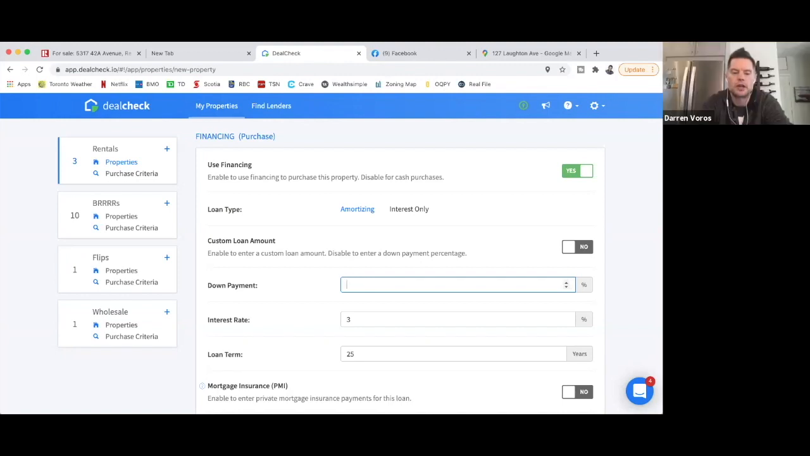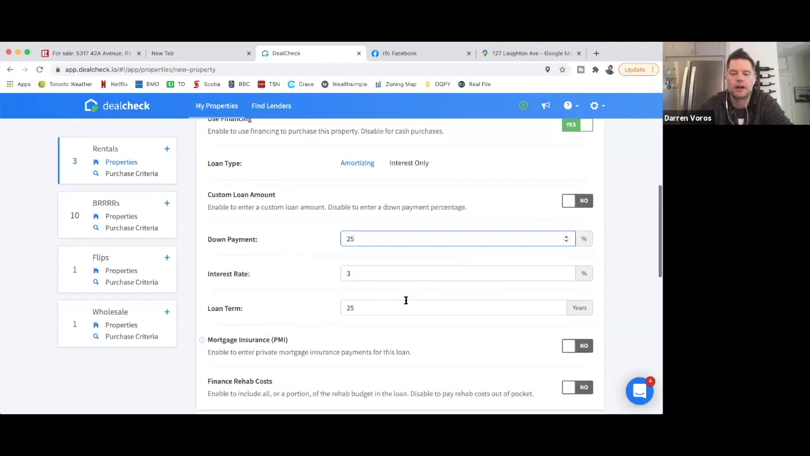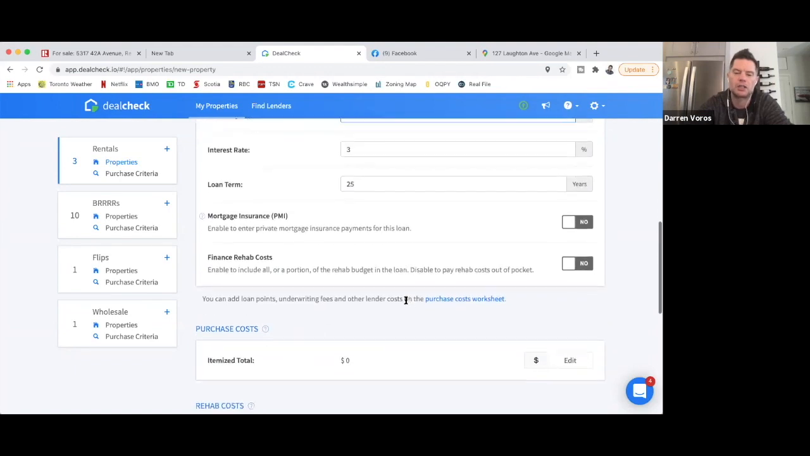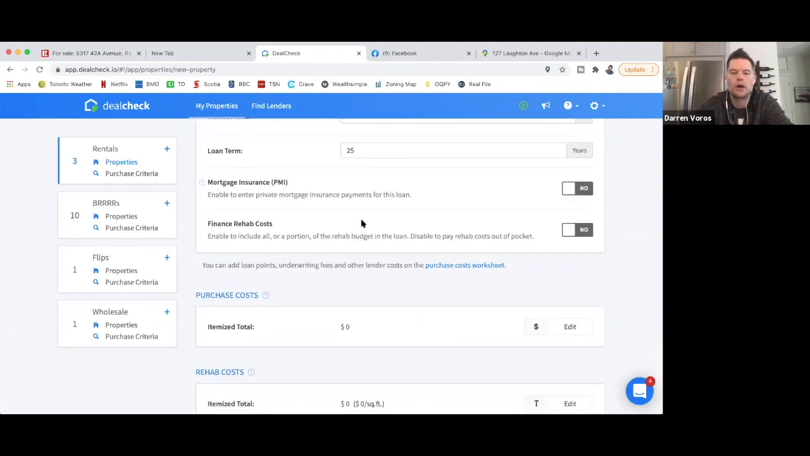75%. Yeah. So down payment's usually 25% and the loan to value is 75% LTV. So let's keep the interest rate at 3%, which is a little high, but let's keep it there for now. 25-year amortization. We can always come back and change these things later. There's no mortgage insurance on this one, and we're not going to finance any rehab costs right now.